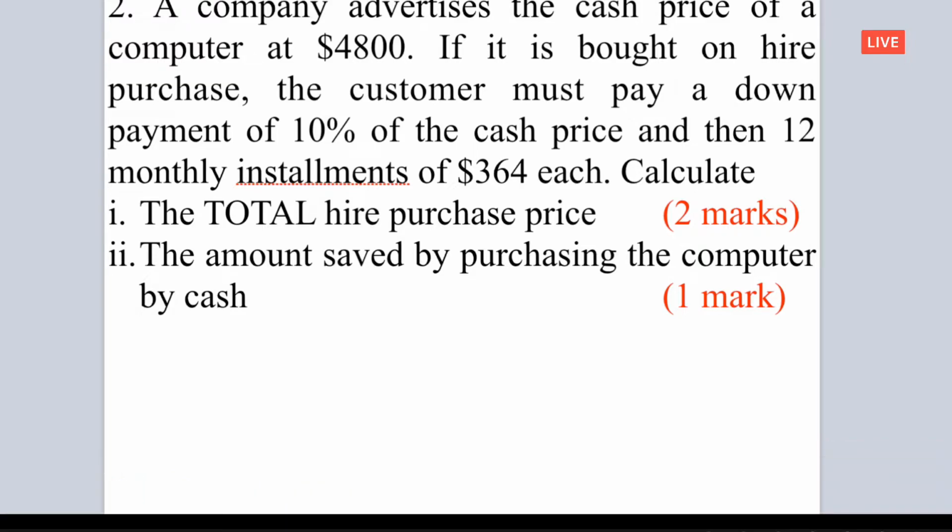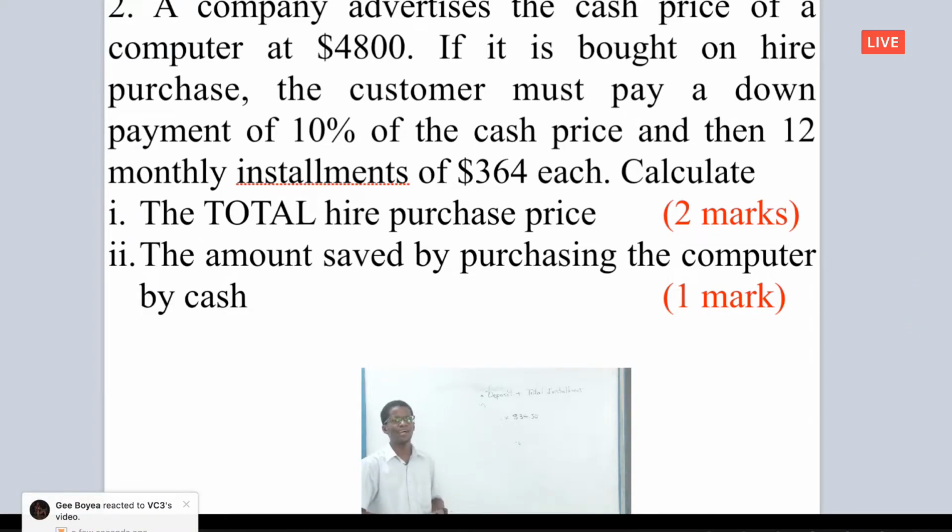Now you are told a company advertises the cash price of a computer at $4,800. If it is bought on hire purchase, the customer must pay a down payment of 10% of the cash price and then 12 monthly installments of $364 each. You are asked to calculate the total hire purchase price, which is 2 marks, and the amount saved by buying or purchasing the computer by cash.